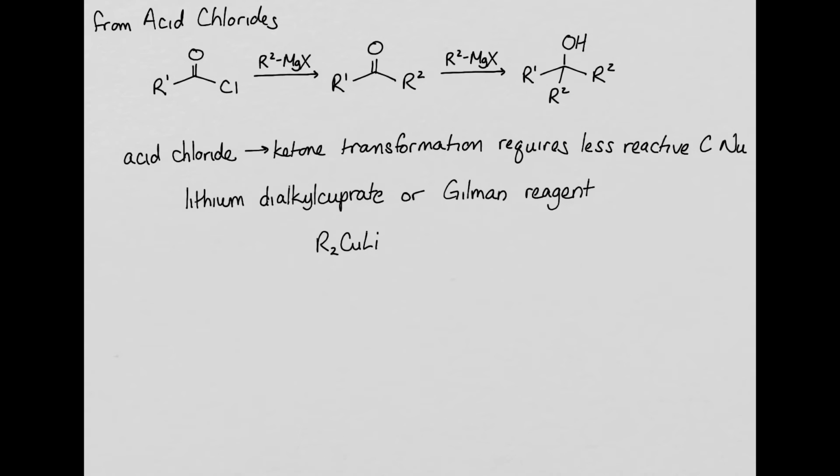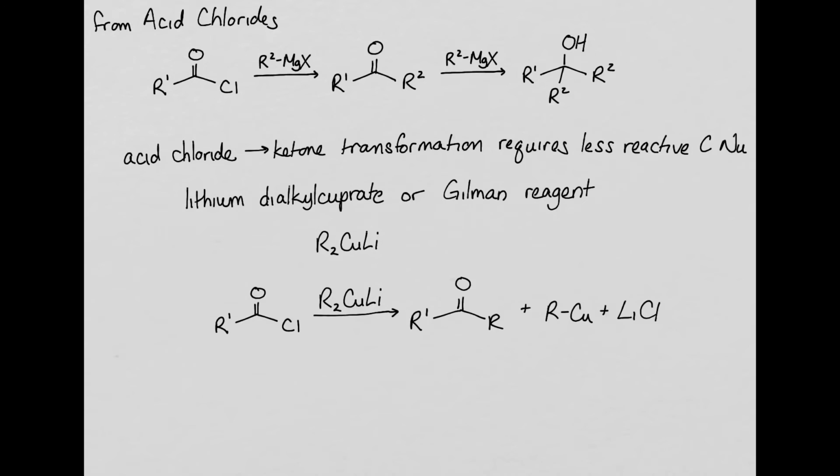Gilman reagents are capable of carrying out the acid chloride to ketone conversion. The Gilman reagent is less reactive than a Grignard or an organolithium reagent, and therefore will only react with the acid chloride. We can synthesize a Gilman reagent from an organolithium reagent. Combination of an organolithium reagent with copper iodide produces the Gilman reagent.